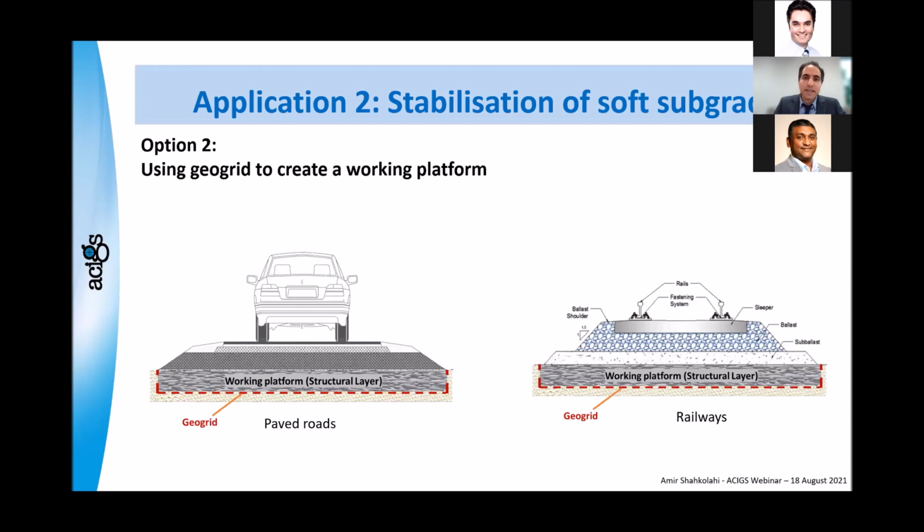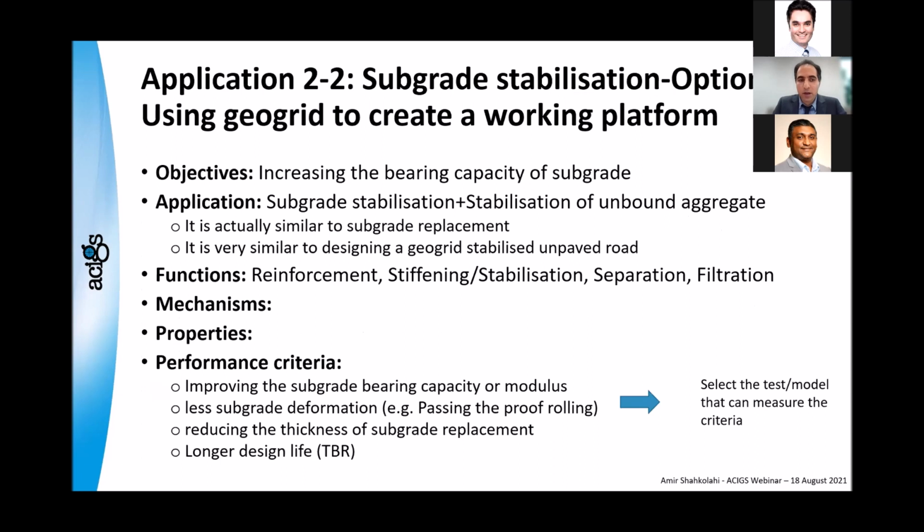Then for subgrade stabilization, another way is to excavate, go down, put geogrid and fill it back. It's exactly like soil replacement, but we are using geogrid to reduce that soil replacement. So here we are actually in a different situation. The objective is again to increase the bearing capacity, but the application is both subgrade stabilization and unbound gravel stabilization at the same time. So it's similar to designing an unpaved road, and very similar to subgrade replacement. We are just reducing the amount of replacement. So the criteria can be improving the subgrade bearing capacity or modulus, less subgrade deformation, reducing the thickness of the subgrade replacement, or traffic benefit ratio.